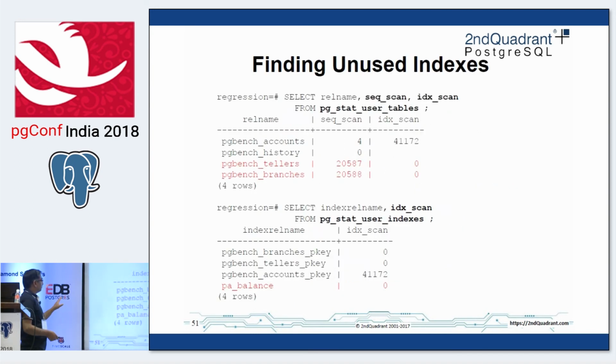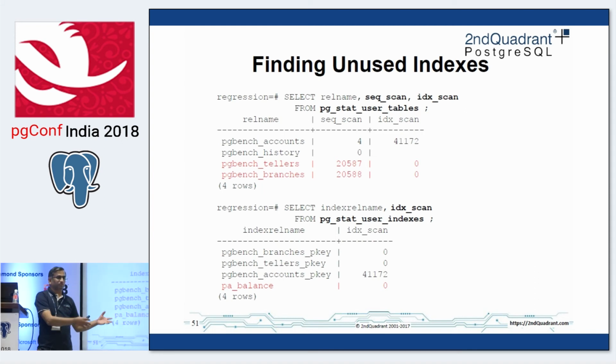The only point to keep in mind, and we tend to forget this, is that if you have a hot standby system, sometimes your primary is not using an index, but your hot standby might be using it. So just because your primary is not doing any index scans, that doesn't mean that your hot standby might not be doing it. So make sure that you look at both places before dropping an index.